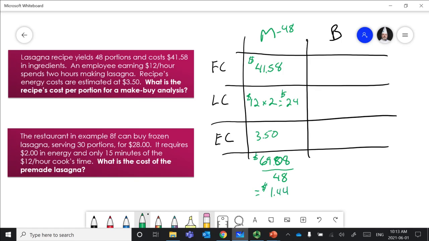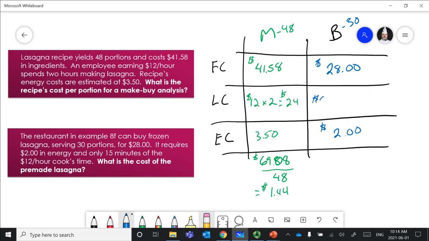For the buy, the restaurant in the example can buy frozen lasagna serving 30 portions. So our buy is 30. Sorry, I missed the price. $28 is our food cost. And it requires $2 in energy, and it only takes 15 minutes.